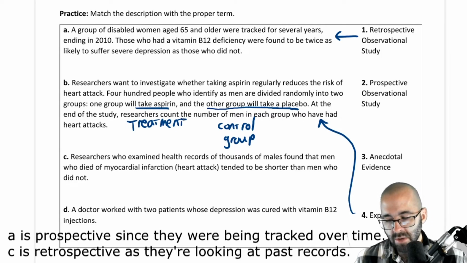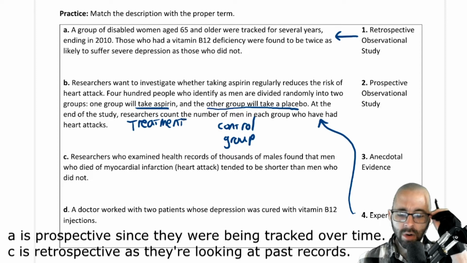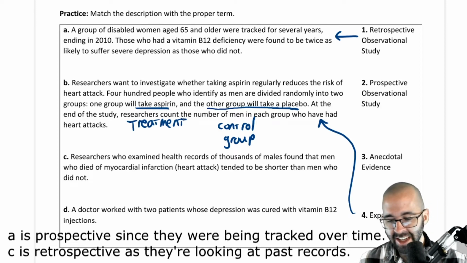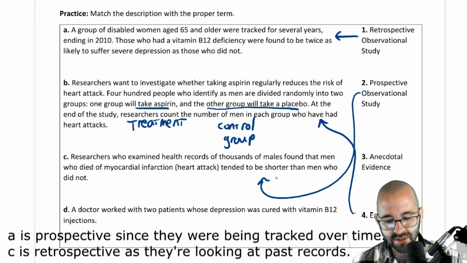Third one, researchers who examined health records of thousands of males found that men who died of myocardial infarction, aka heart attack, tended to be shorter than men who did not die of a heart attack. Okay, so they're examining health records. It sounds like this is happening nowadays. This is happening currently. So we're going to say that's a prospective observational study.